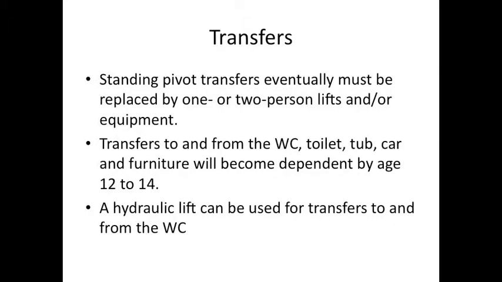As the disease progresses, standing pivot transfers eventually must be replaced by one or two person lifts and/or equipment. Transfers to and from the wheelchair, toilet, tub, car, and furniture will become dependent by ages 12 to 14. A hydraulic lift can be used for transfers to and from the wheelchair. These transfers become dependent due to knee and hip flexion contractures and pronounced weakness in the lower extremities. Hydraulic lifts are particularly useful in cases when adolescents are large or obese, or when the caregiver can no longer safely perform a manual lift.